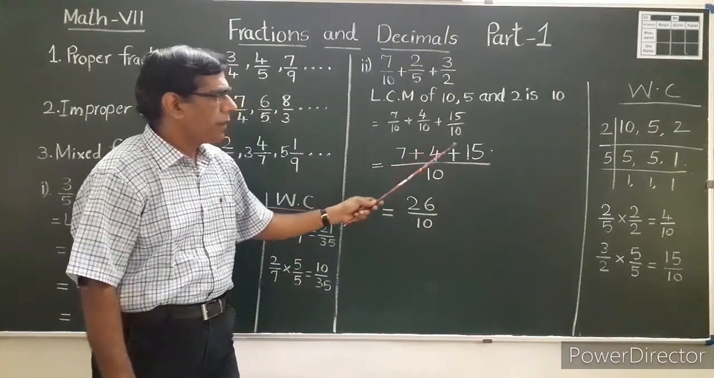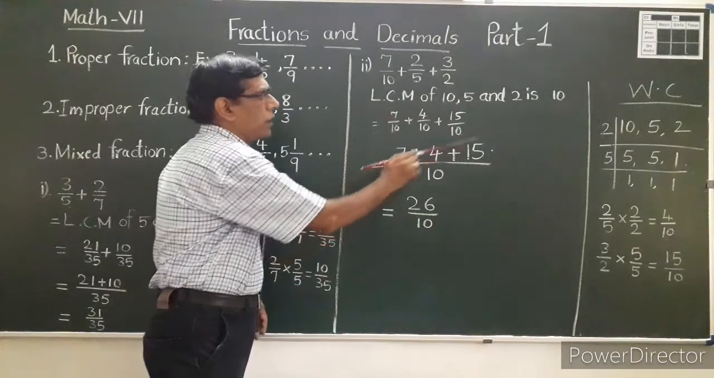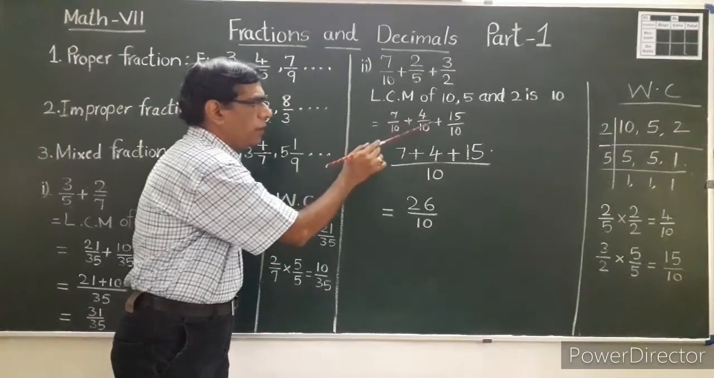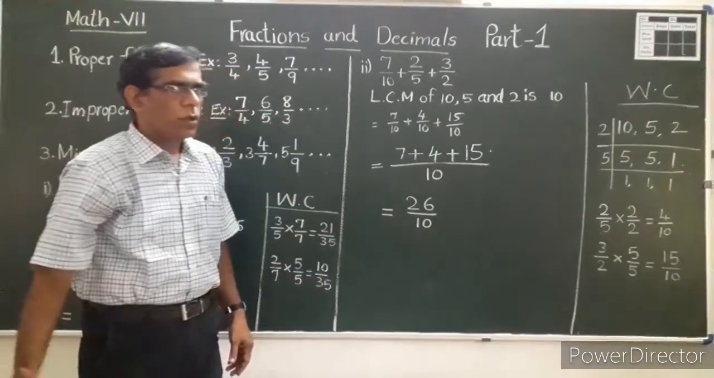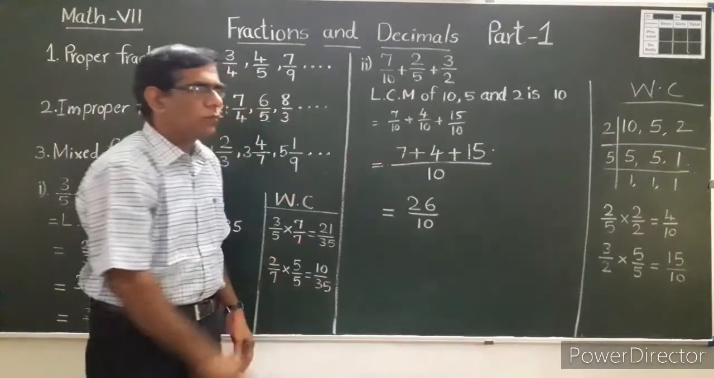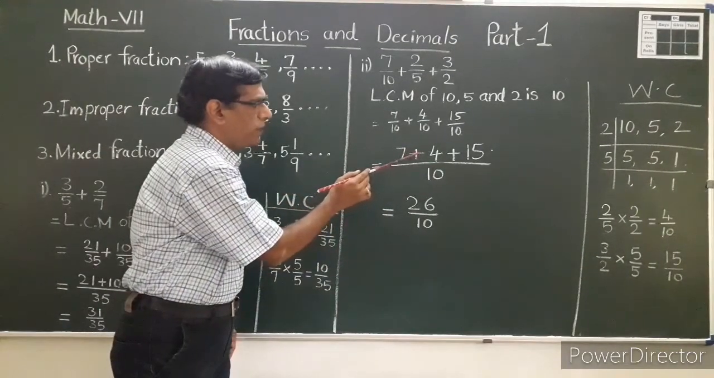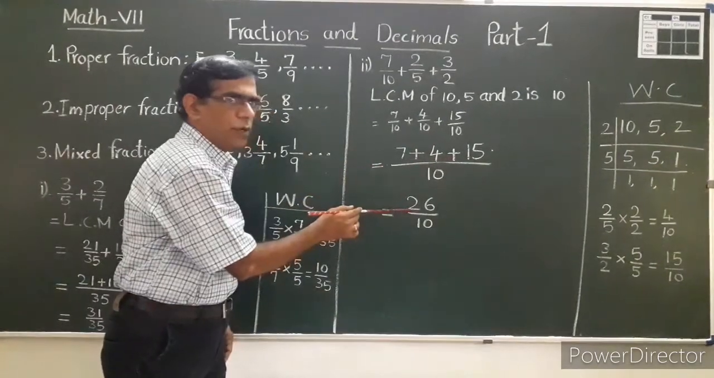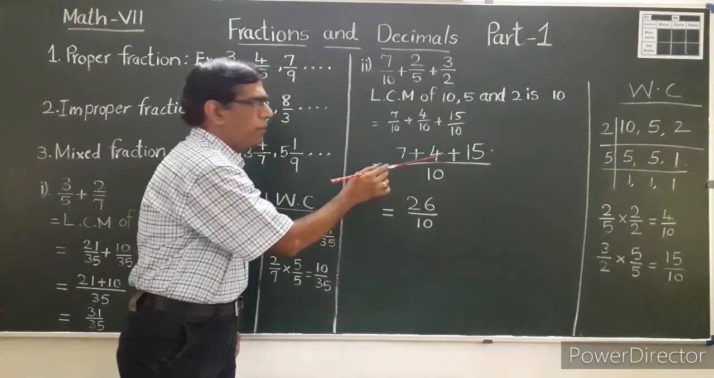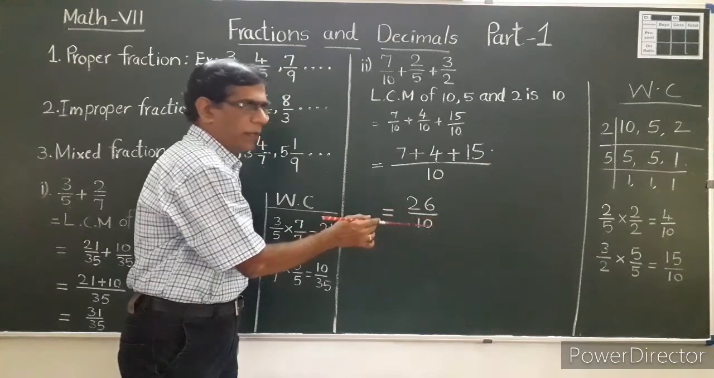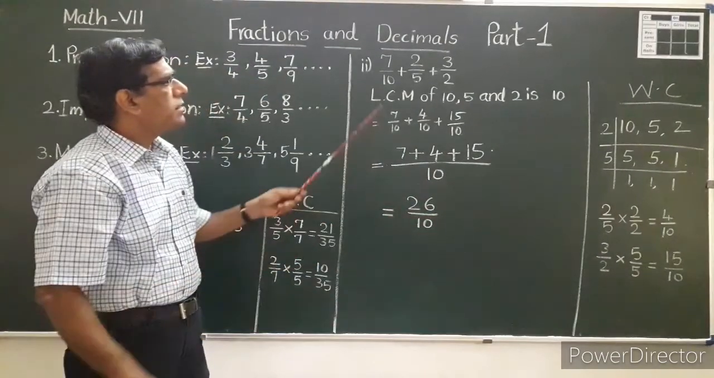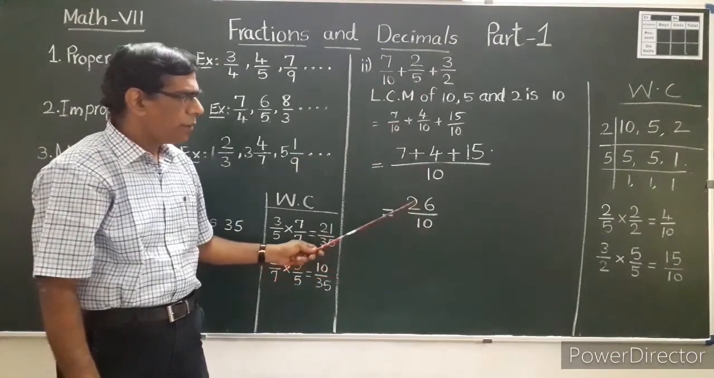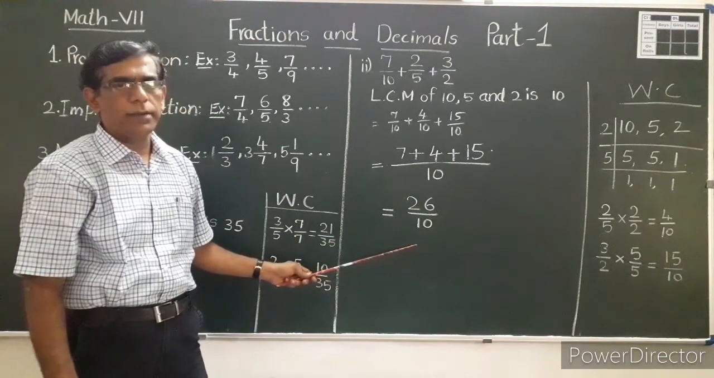Now 15 by 10. Now all these three fractions are like fractions. So 7 by 10 plus 4 by 10 plus 15 by 10. Now 10 is the LCM. Now 7 plus 4 plus 15. Now this sum is 26. 7 plus 4 is 11, 11 plus 15 is 26, divided by 10. Then the sum of 7 by 10 plus 2 by 5 plus 3 by 2 is 26 divided by 10.